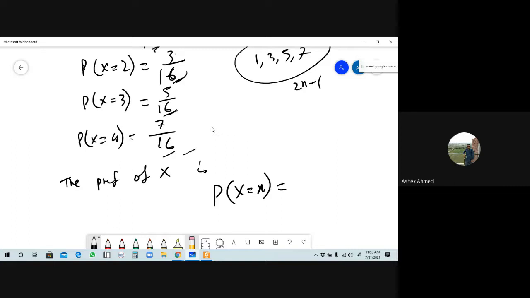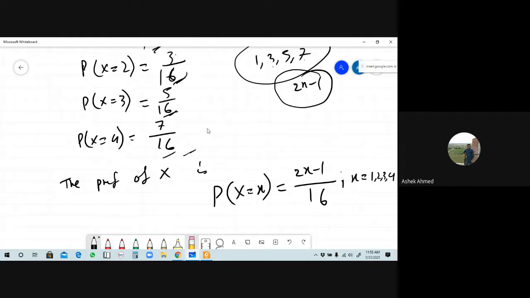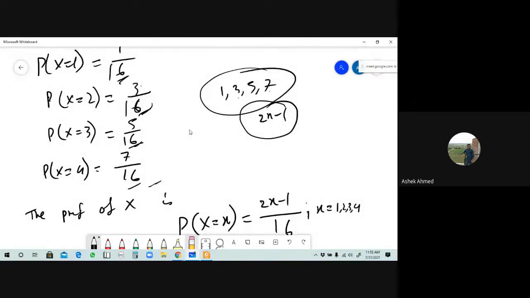We replaced it by small x. In that case, since the denominator is 16, this will be 16 here, but the numerators are 1, 3, 5, 7, so the nth odd term is 2n minus 1, so this will be 2x minus 1, is it right? The values of x will be 1, 2, 3 and 4 here. If you put 1, 2, 3, 4 for x, you get these, right? So this will be the answer.